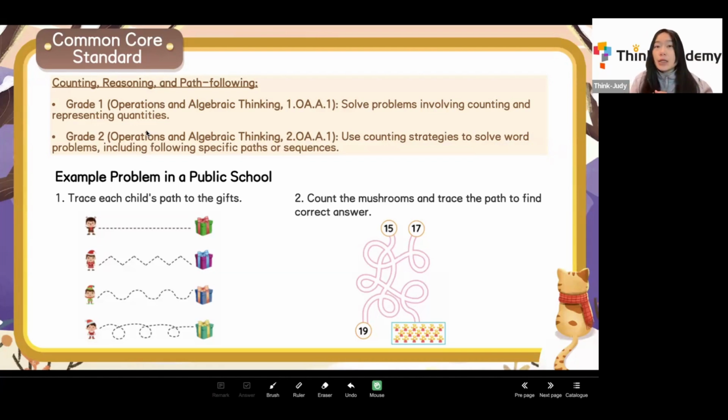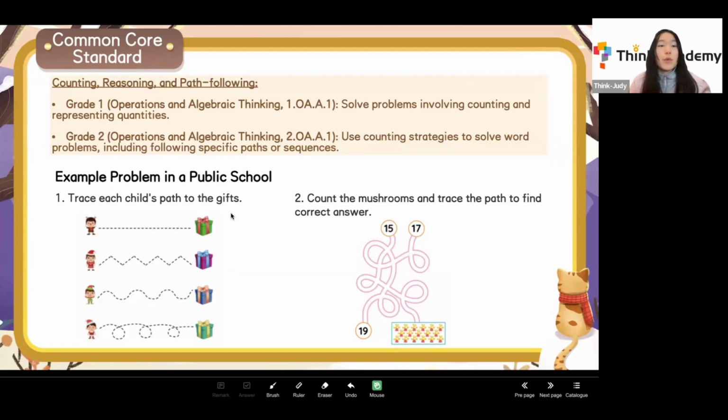And for the question in the Math Kangaroo problem, it will be how many stops we have. So to count how many stops there are, we actually also need to know how many crossings there are, right? So we have another different gap. That is, the number of stops is going to be the number of times we cross the crossings. And besides that, it is also related to counting strategies to solve word problems, including following specific paths and sequences.